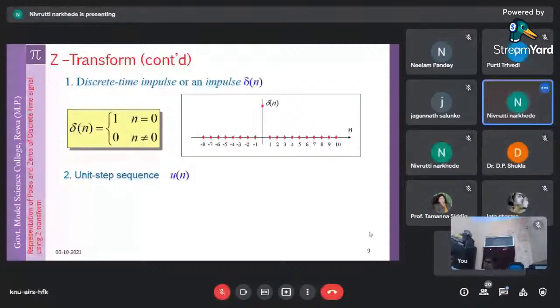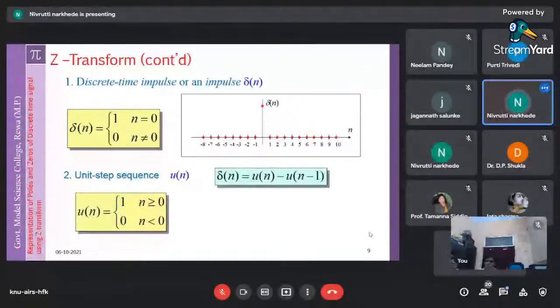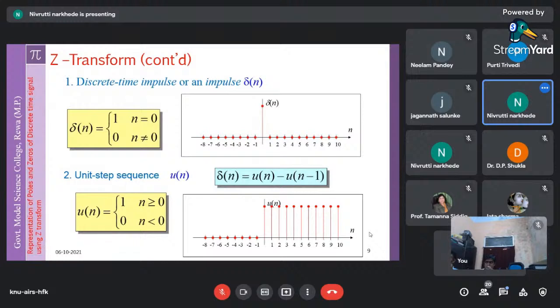The second one is the unit step function. Unit step means the magnitude is 1, and that's why it is called the unit step function. It exists only for positive values of n, greater than or equal to 0, where u[n] is equal to 1, and 0 to the left side of the y-axis. It is defined as delta n minus 1. The graph of the unit step function is here.